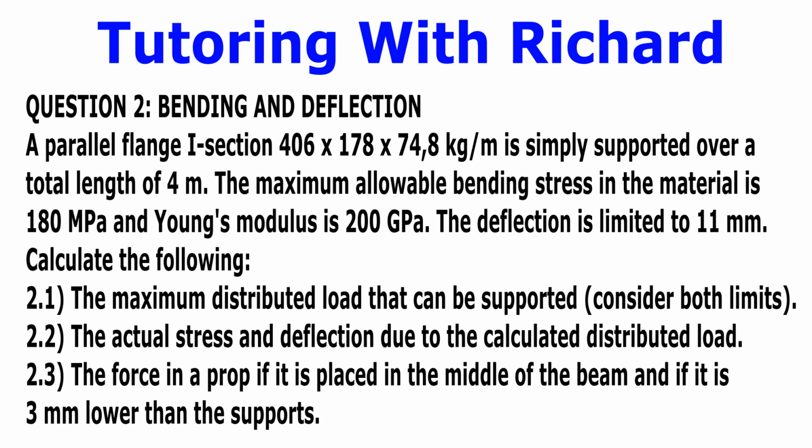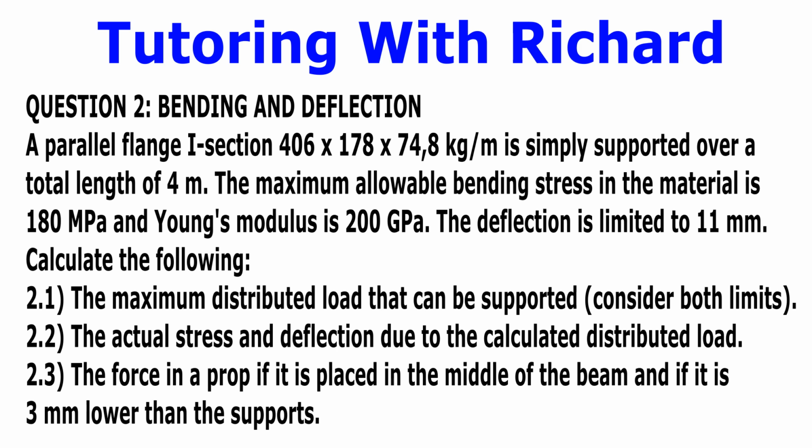First things first, we need to know our question. And our question states, a parallel flange I section 406 by 178 by 74,8 kgs per meter is simply supported over a total length of 4 meters. The maximum allowable bending stress in the material is 118 megapascals and Young's modulus is 200 gigapascals. The deflection is limited to 11 millimeters.